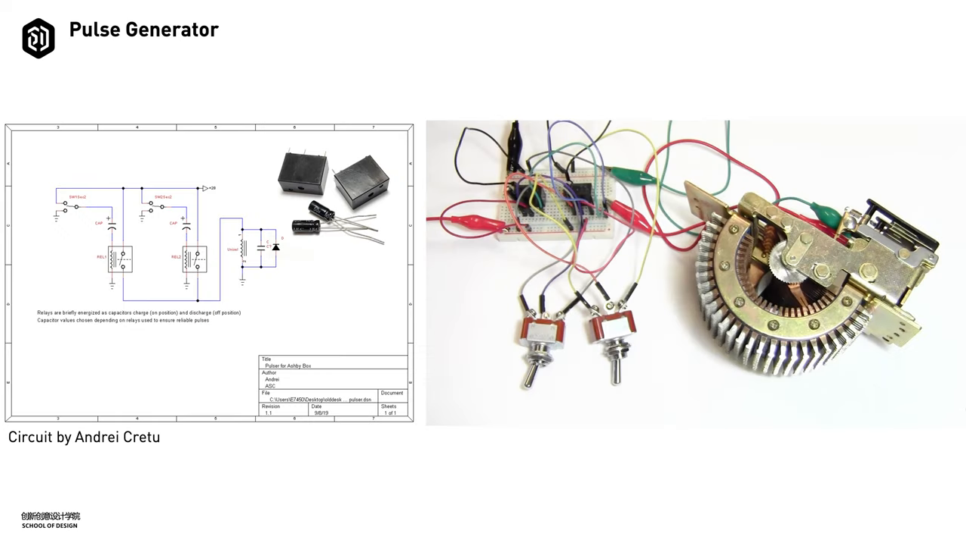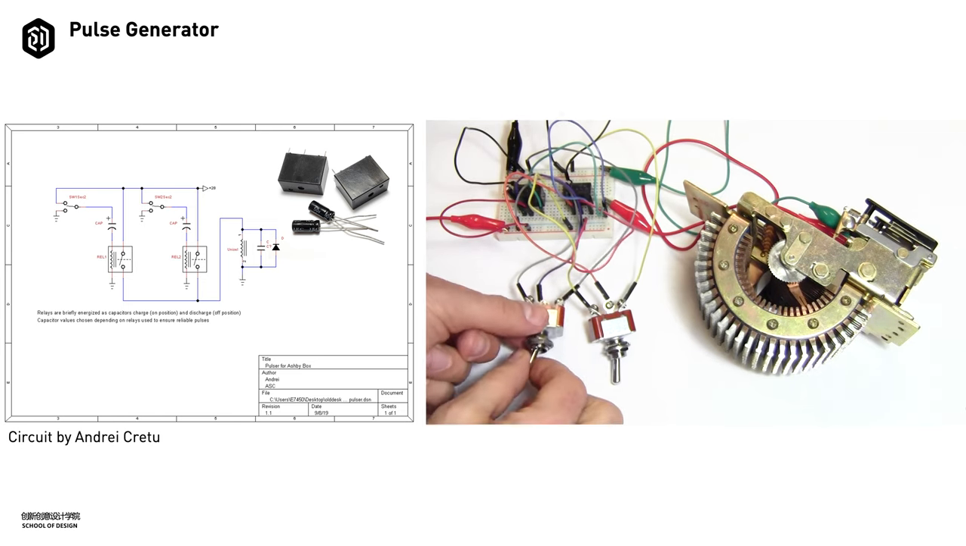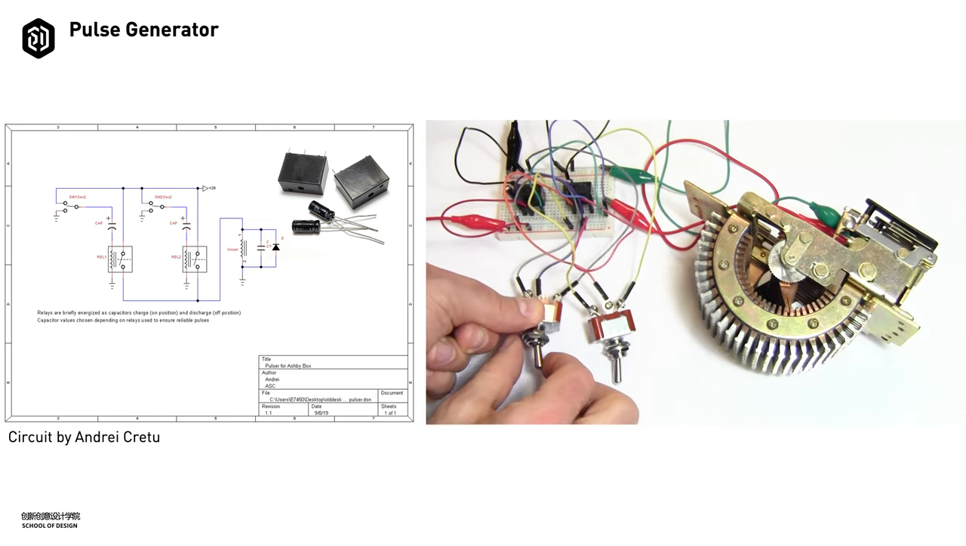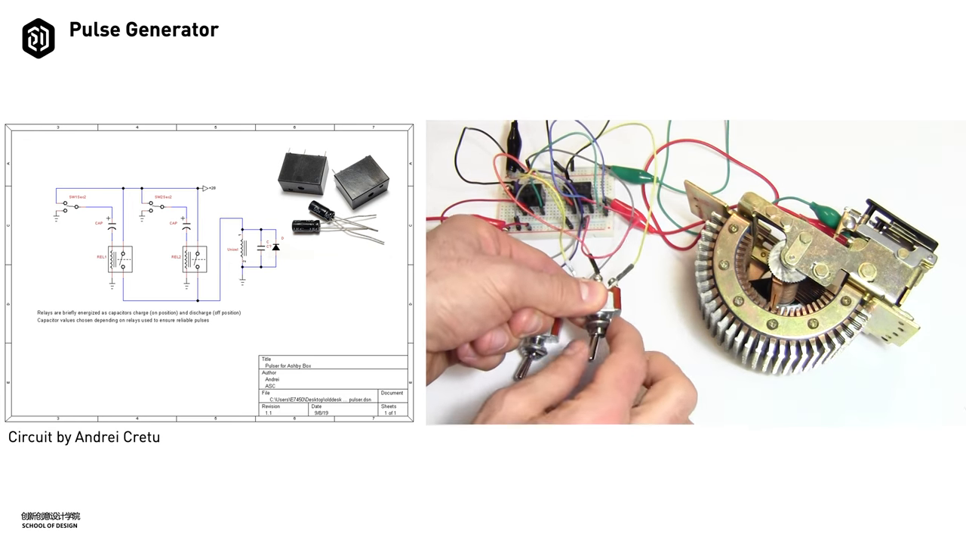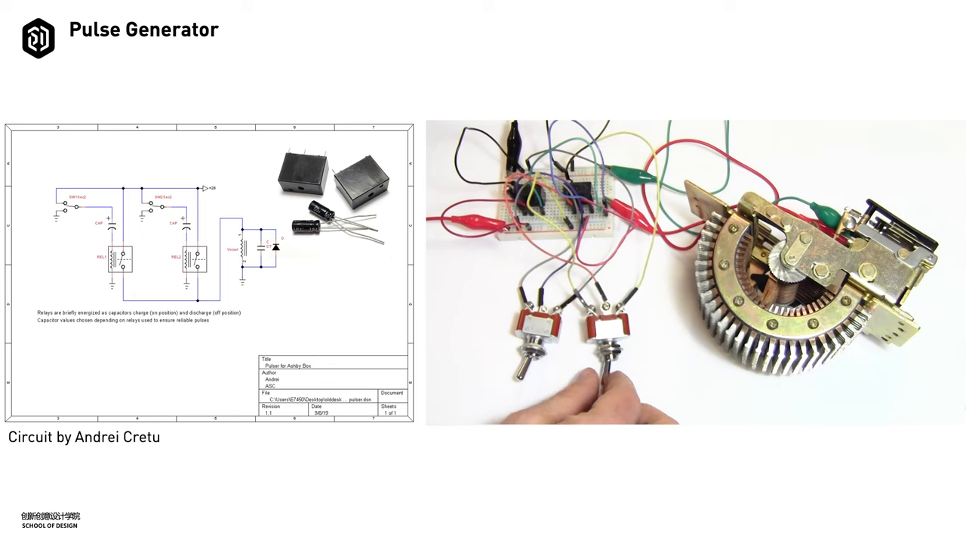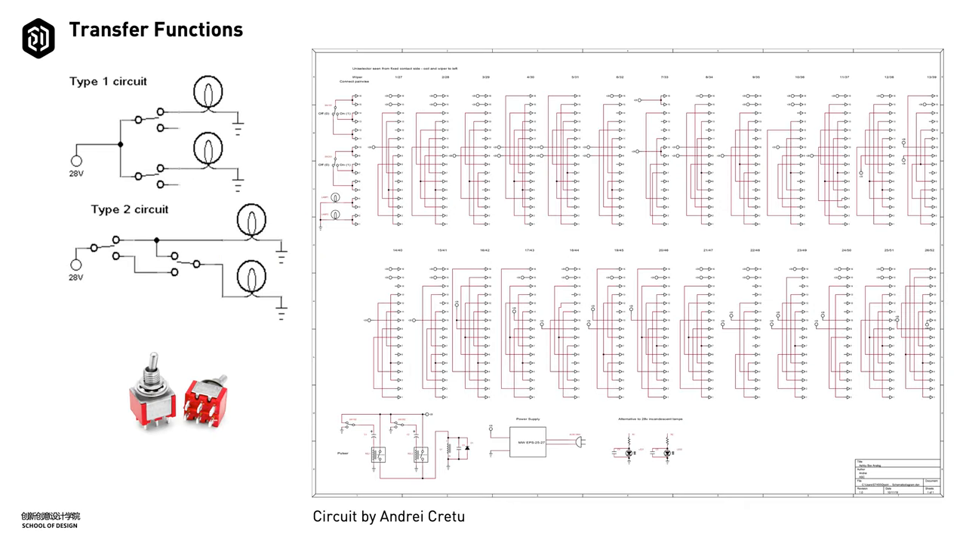So then the next thing that we need to create an Ashby box is a circuit that pulses to drive this machine whenever either one of two toggle switches is switched. This is a circuit that Andre has developed for this purpose, and here's a little demonstration of it. And this already sounds a little bit like what the Ashby box sounded like. So that's the first step.